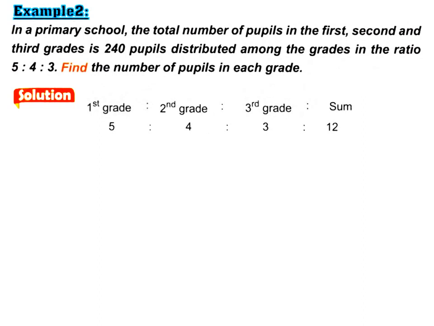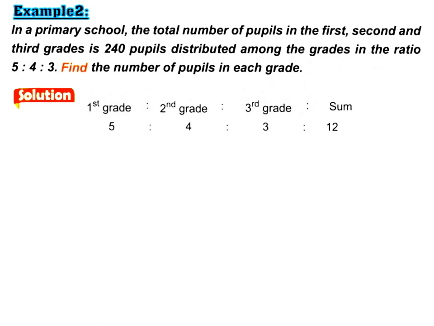Okay, again, the names of the ratio: the first grade to the second grade to the third grade. As he gave me the total number of pupils in the exercise, I will put the fourth term as the sum. So the first ratio is 5, the second ratio 4, the third ratio 3. Under the term of sum I will add 5 plus 4 plus 3, it will be 12.